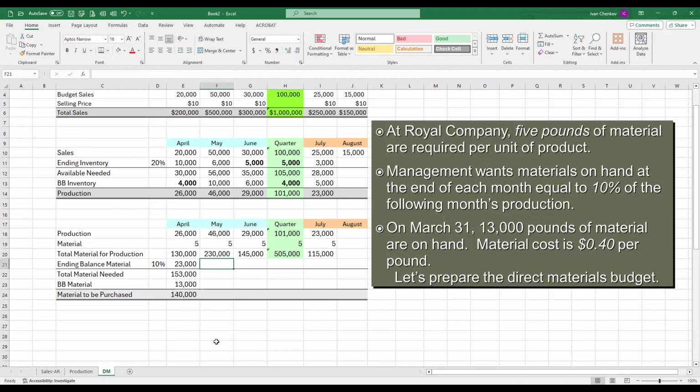What's going to happen next month? Next month, how much do we need? We need those 230,000 pounds to produce our product. But we also want to have, at the end of May, 10% of the following month production. At the end of May, the following month is June, correct? Yes. It would be 14,500.